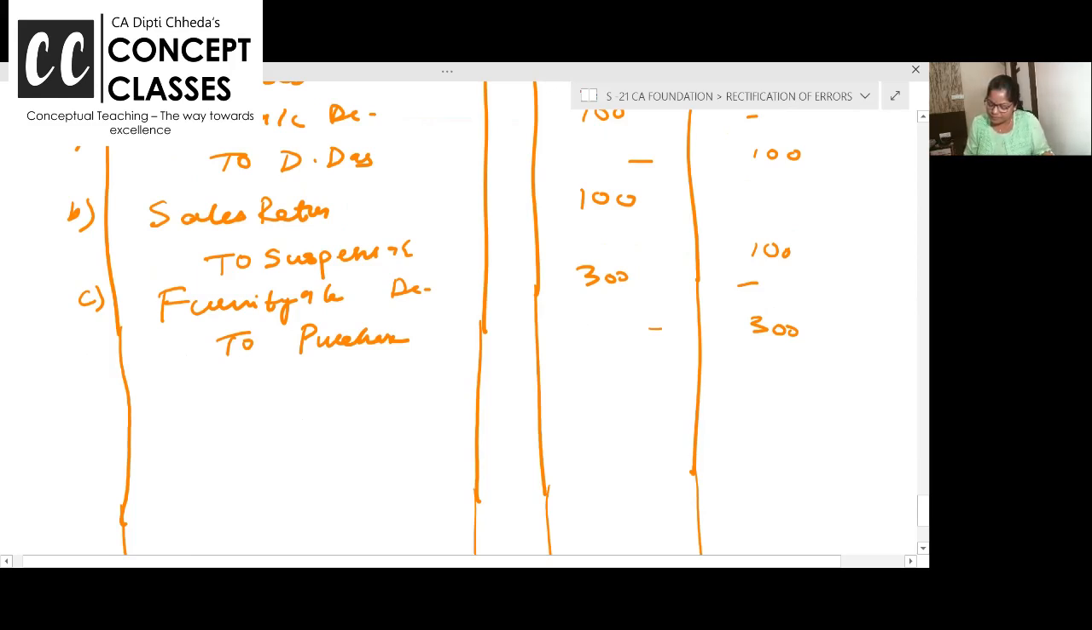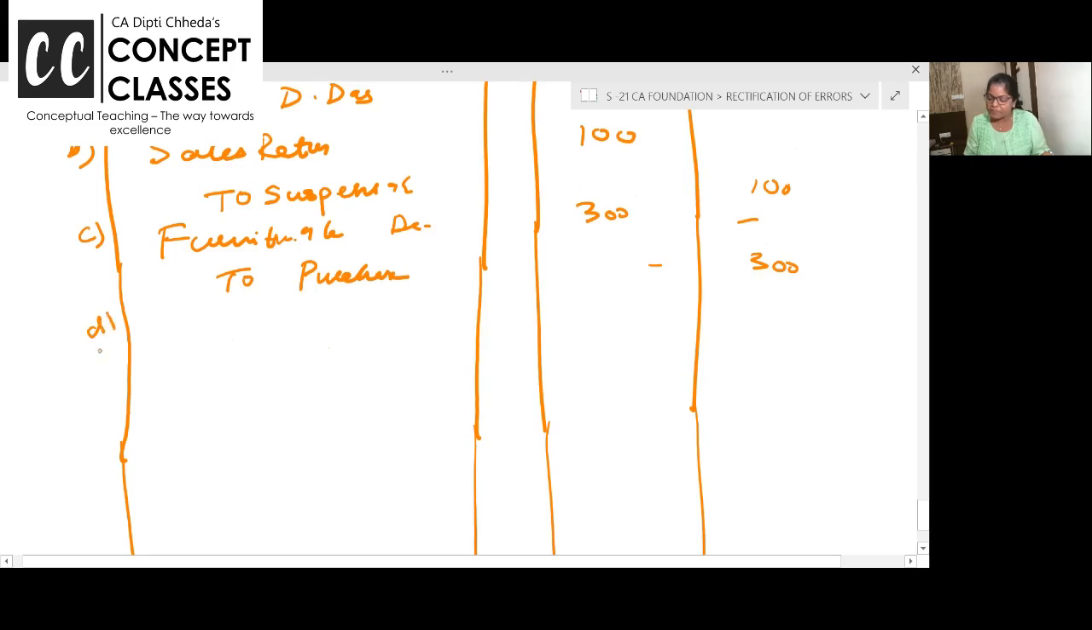Furniture debit, purchase credit. 375 paid for wages to workmen for making a showcase, again debit to wages. These are all combined entries. Which error? Error of principle.